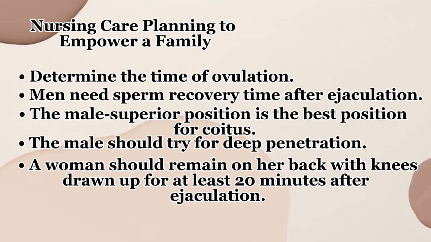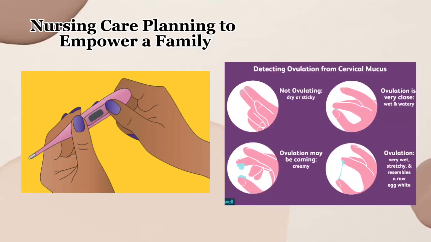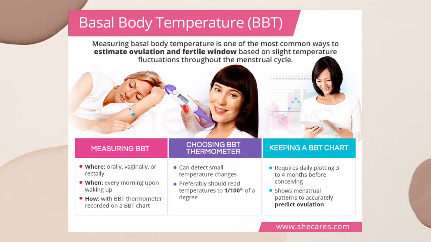Nursing care planning to empower a family. First is determine the time of ovulation. You can be able to determine the time of your ovulation through basal body temperature and analysis of cervical secretions. This basal body temperature will help you to predict when you will ovulate. Sa yung babae, magiging fertile siya during 2 to 3 days before tumaas yung body temperature niya.